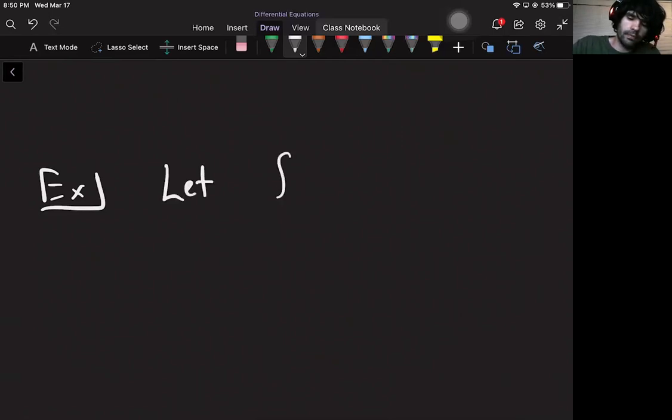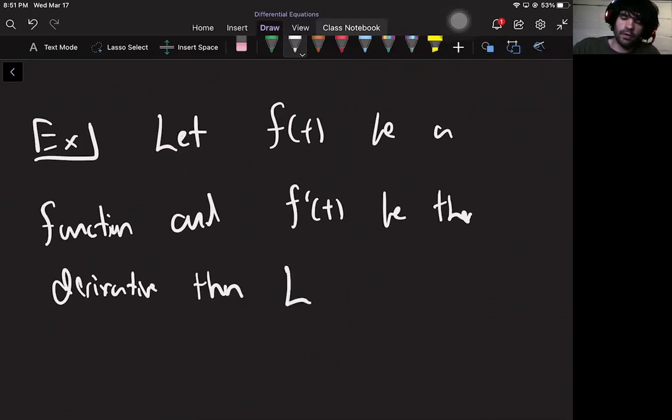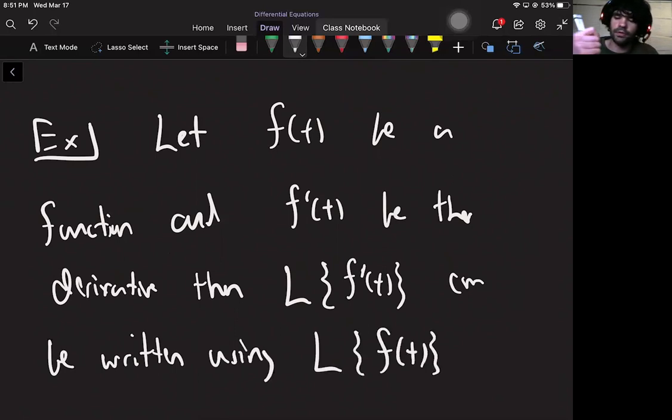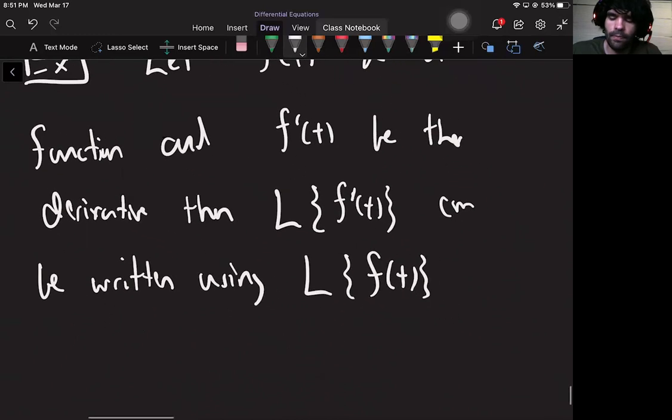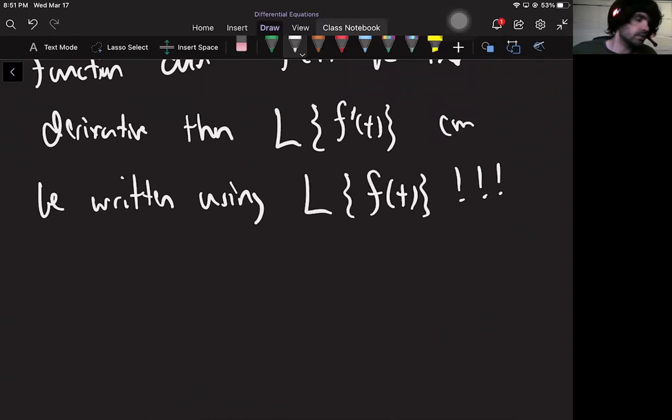Okay, so if I have a function and its derivative, then, as it turns out, the Laplace transform of the derivative can be written using the Laplace transform of just the function somehow. And that's what we're going to figure out. So what this is saying is that the Laplace transform somehow gets rid of derivatives. So if you have a derivative, you take the Laplace transform, it'll go away somehow, which is very good when it comes to differential equations. So let's see how this works.